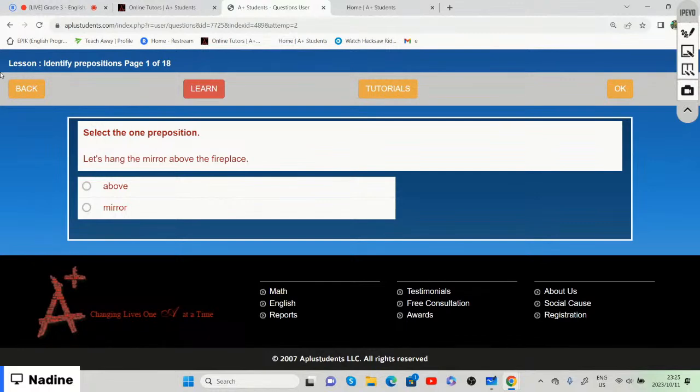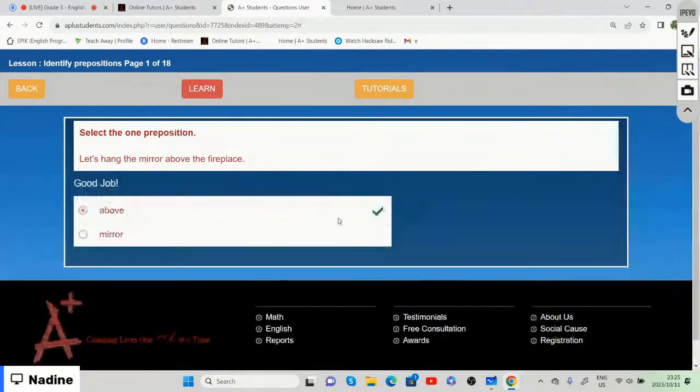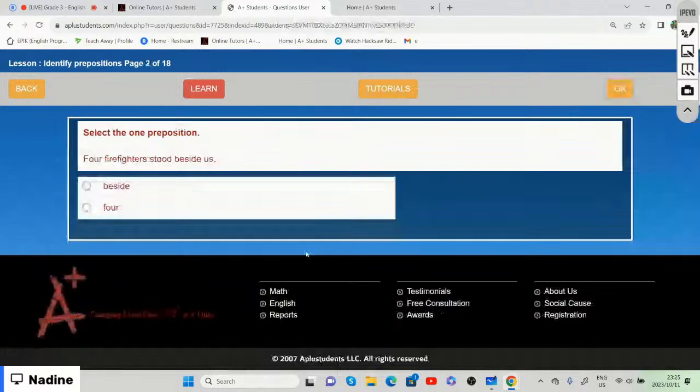And remember we said prepositions, it either tells us where, not necessarily where, but it tells us place, it tells us time, and it tells us movement, which means that it basically tells us where, when, as well as the movements. So above. And fireplace is our object, so above. And above is correct. So well done.